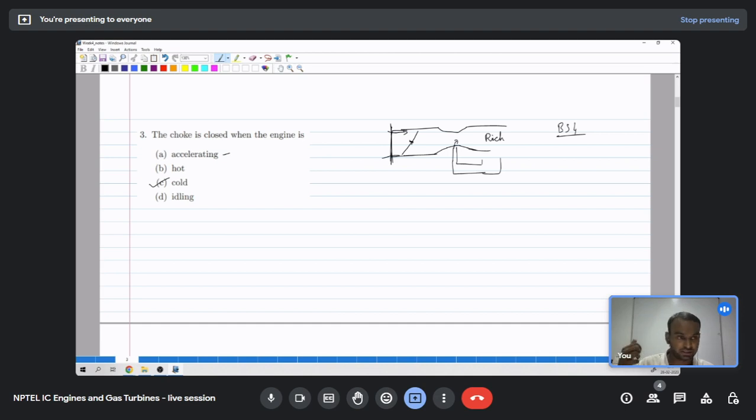So when it is cold and you kick or you press the starter motor and it's not able to start for a long time, then you just block the choke, and because of the rich mixture going into the cylinder, the first combustion will take place properly, and then you can release the choke.